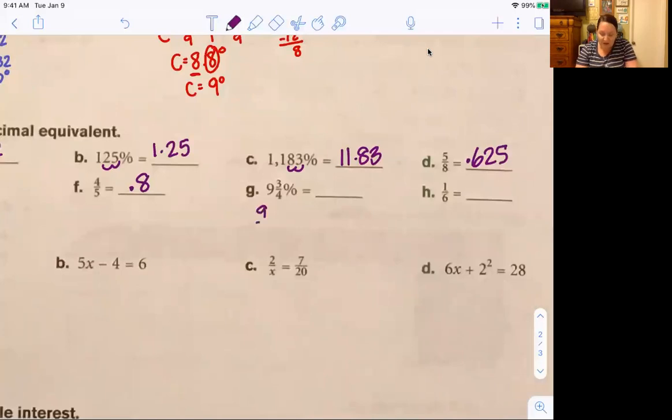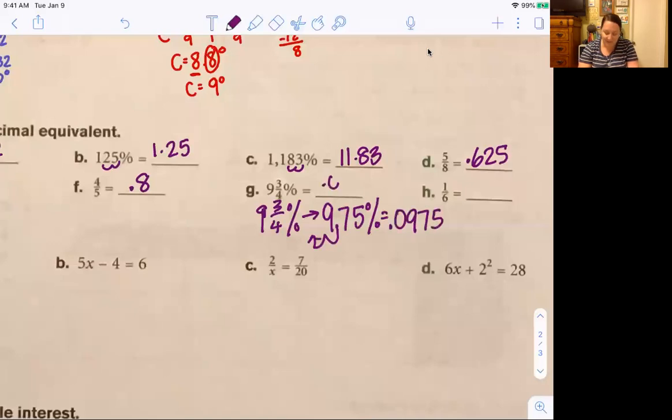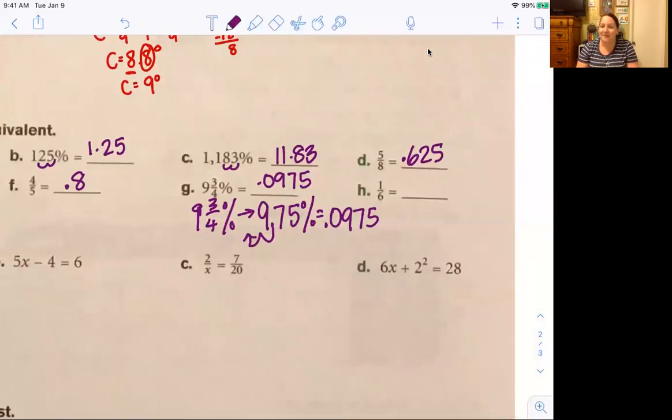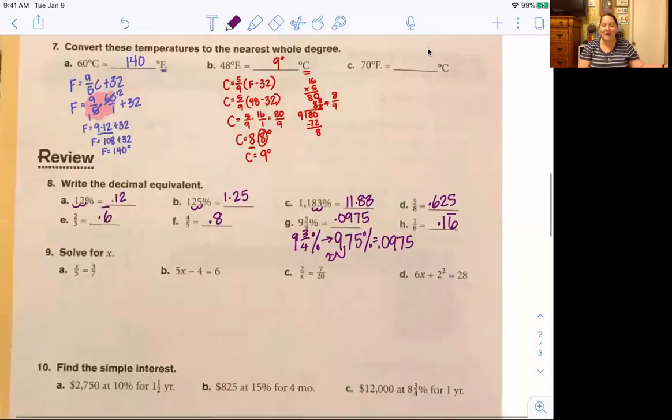So the fractional percent that we have here is 9 3/4%. And we're going to change that to 9.75%. Some of you guys are probably already done. And move our decimal twice. 0.0975. One last one. How about 1/6? 0.1 with a 6 repeating.